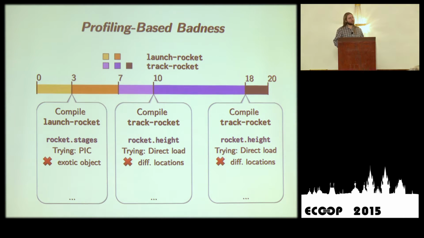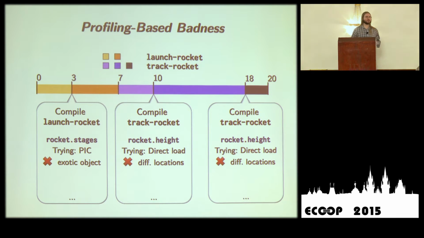Now, during each of those compilations, a number of optimizations will have been attempted, some of which may have succeeded, some of which would have failed. And so I'll look at one particular failure for each of those compilations. When compiling the launch rocket function, there was at some point an access to the stages property. Somebody tried to read the stages property out of a rocket, and the compiler decided to try to generate a polymorphic inline cache to speed up the access, but unfortunately failed to do so because an exotic object may have flowed into that site, and the optimization failed.